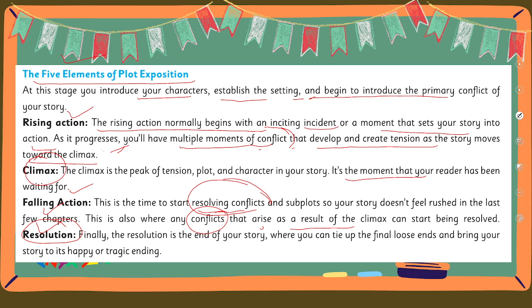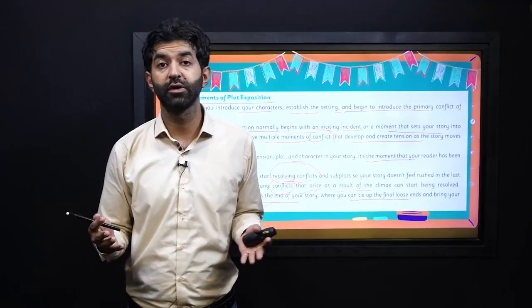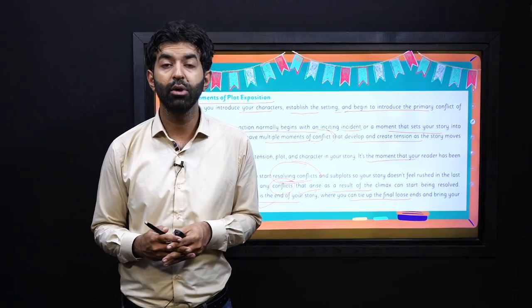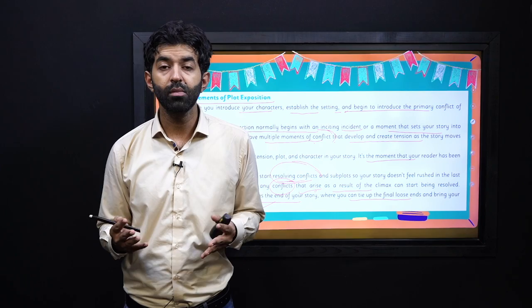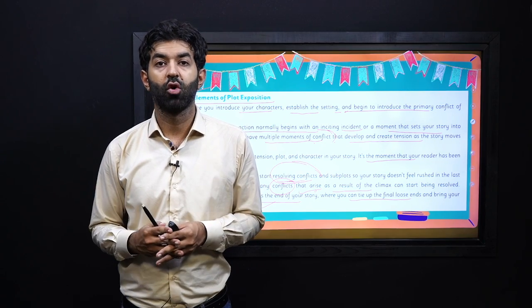And finally, we are here at the solution of the story, just like we saw in the story that the boy started feeling regret and he told his parents about it. Finally, the resolution is the end of your story where you can tie up the final loose ends and bring your story to its happy or tragic ending. You can have 2 choices, either the ending can be happy or sad. Now, these are all the elements of plot.